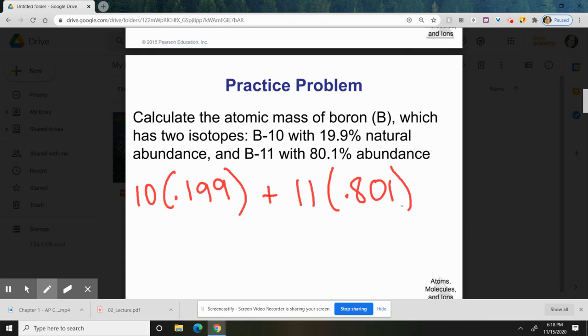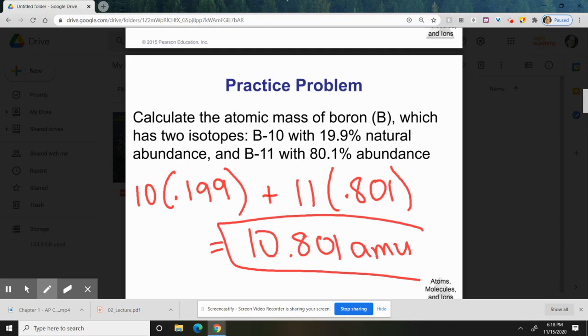So if I do this math, I get 10.801. Yes, I'm ignoring sig figs. But you notice if you look at the periodic table, that's what the approximate average atomic mass is for boron. So that's where all of this is coming from. Now, if you are given a more specific mass than just a 10 or an 11 or a 12 or a 13, use that, because that's taking into account all the slight variations that come from the protons and the neutrons.